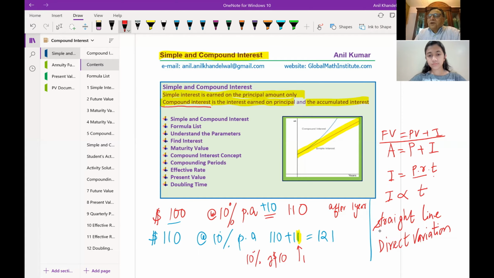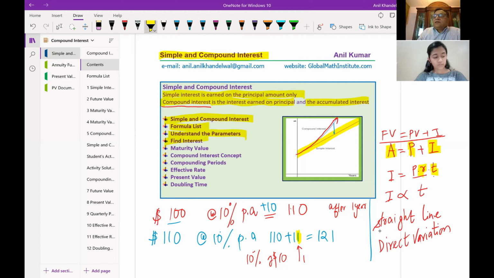So with that, I will like to go through this. First, we'll again see simple and compound interest. I made a connection here. We'll look into the formula list, understand all the parameters. When I say parameters, it is these: amount, which will be there in future, so also called future value; P, the present amount or the present value; I, the interest, rate of interest, and time. These are the critical parameters which we are looking into. We'll calculate the interest.